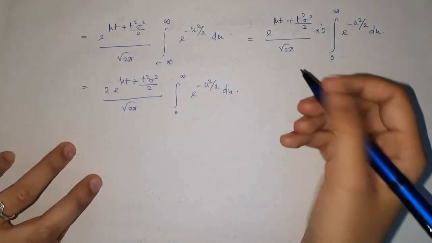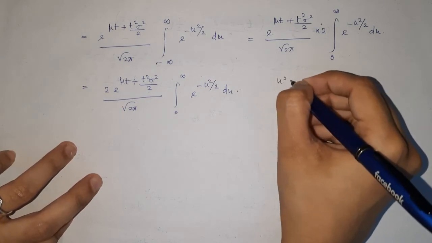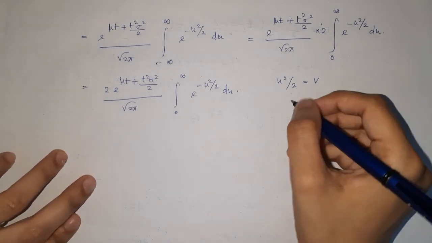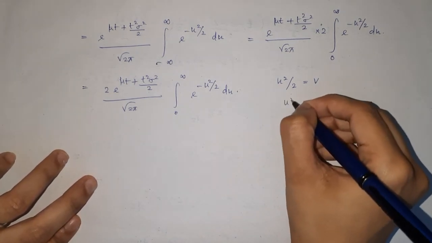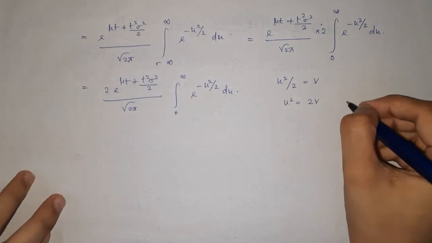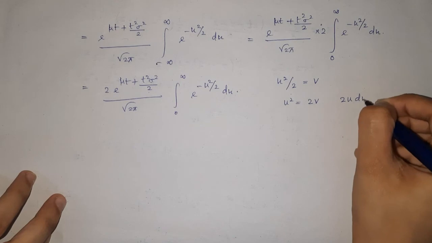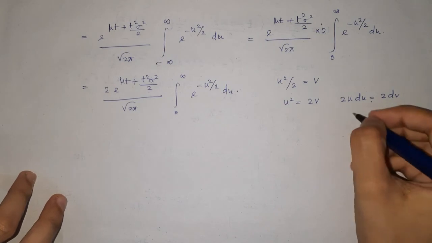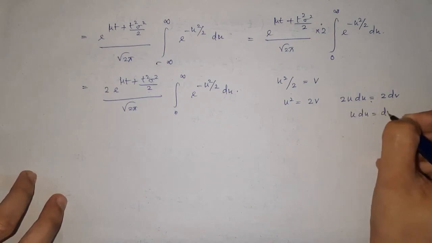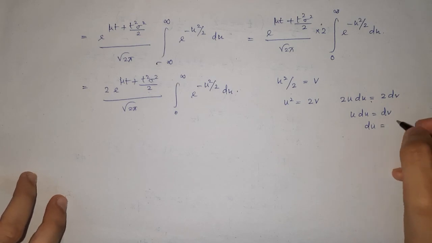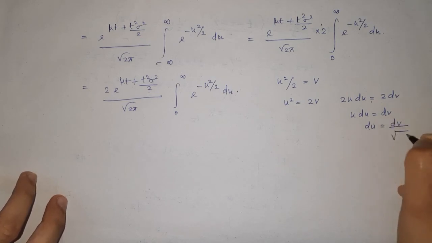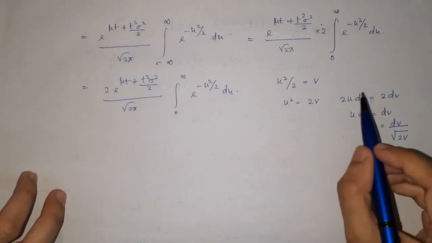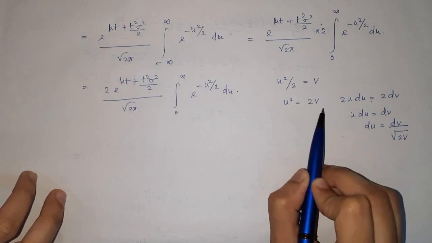Now what we are going to do is resubstitute. We are going to substitute u square by 2 is equal to v. So u square is equal to 2v, and on differentiating both sides, 2u du is equal to 2 dv. Therefore, u du is equal to dv. Therefore, du is equal to dv by root 2v. Isn't it? Yes. Because u square is equal to 2v and u is equal to root 2v.